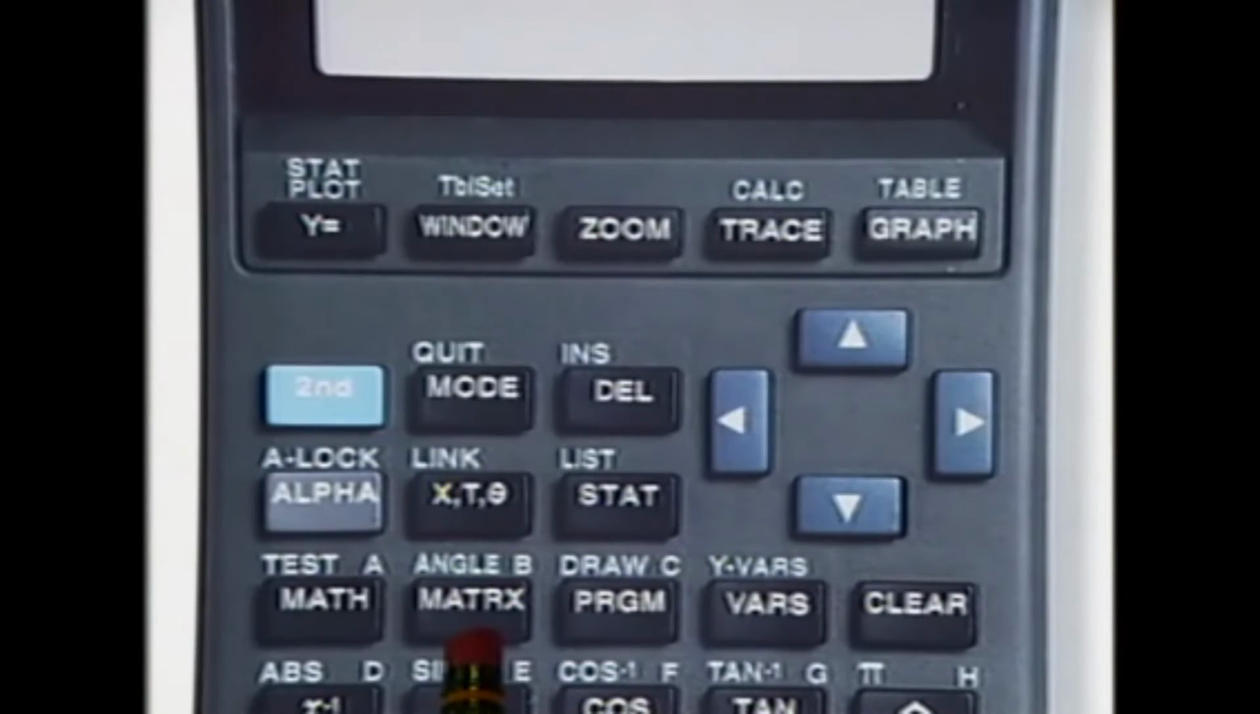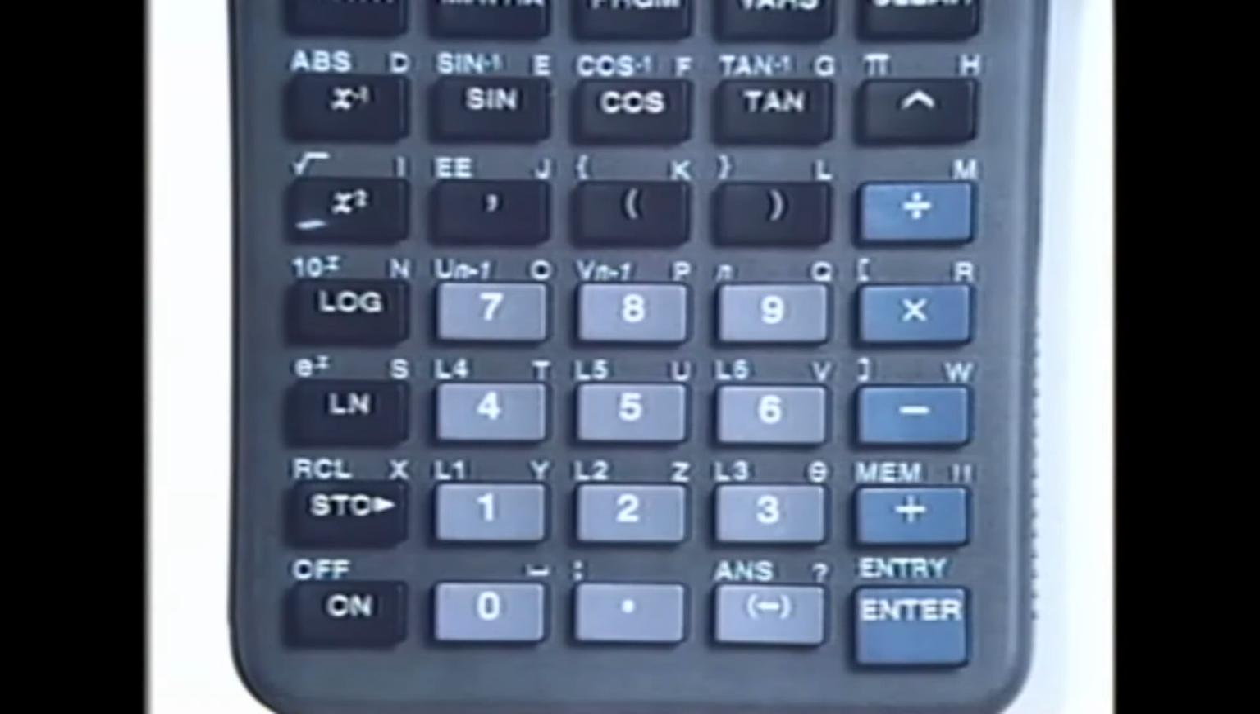We'll use that in one of the last lessons when we study how to use matrices to solve equations. The program key we won't touch, the variables either, and clear is very important. Now below this we have 1, 2, 3, 4, 5, 6 rows of 5 keys, or 30 keys, and these you can think of as being your scientific calculator. So really what interests us is above the scientific calculator, because below you know how to use a scientific calculator.